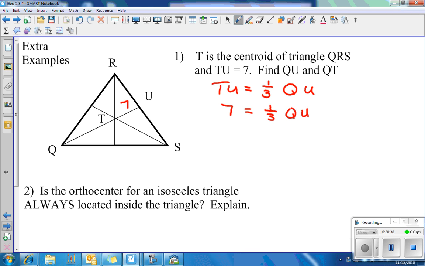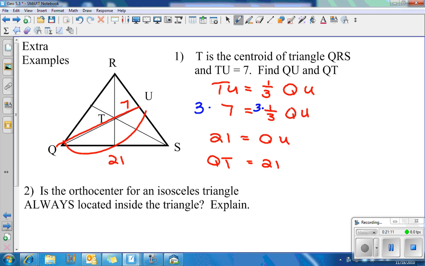Well, how do you get rid of 1/3? You can divide by 1/3, and if you do that, you have to use parentheses around it, or you can multiply by 3, the reciprocal. So if I do it to one side, I've got to do it to the other. So 21 equals QU. That whole length right there is 21 units. So what's QT? Okay, you can either take 7 and multiply by 2, or you can do 21 minus 7. Right. Either way is fine. 14 units.